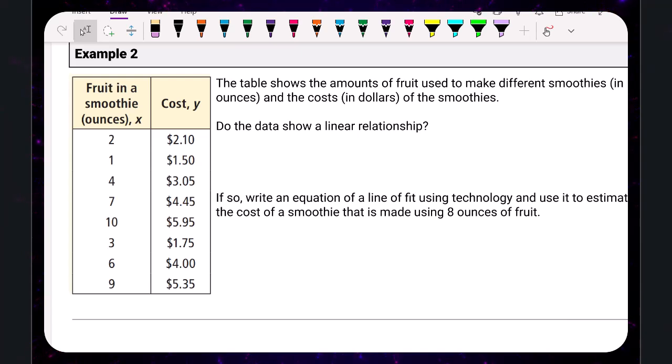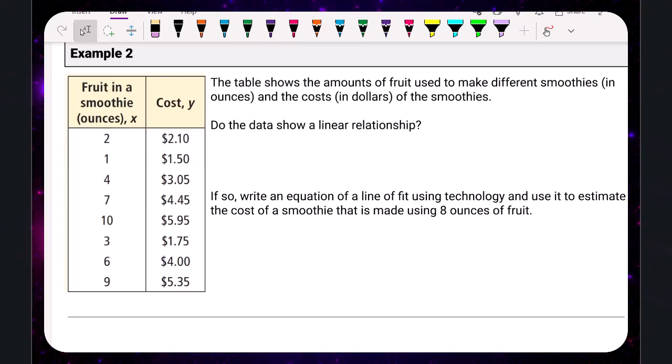All right, let's look at question 2. We've got fruit in a smoothie, so many ounces, and then it's going to cost depending on how much fruit you have in your smoothie. So what we're going to do is check to see if it has a linear relationship. The easiest thing for you to do is go to Desmos and click that plus sign and enter all of this data in as a table. And I'm going to do that right now.